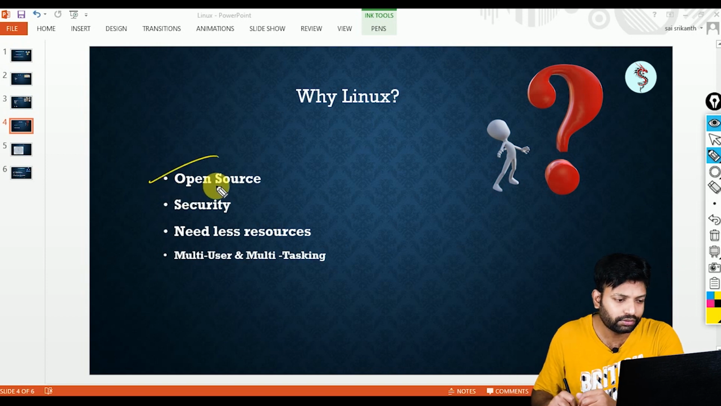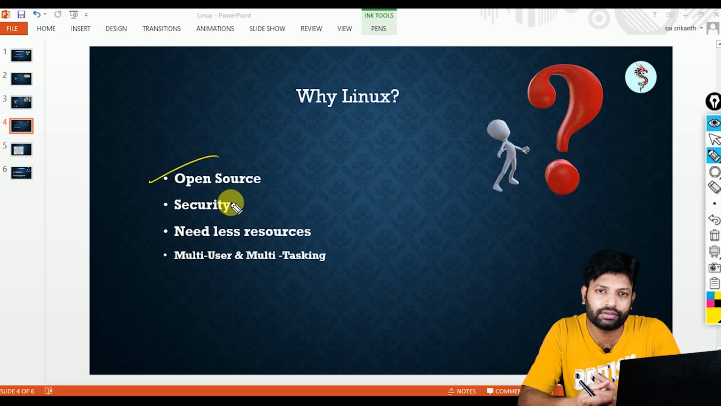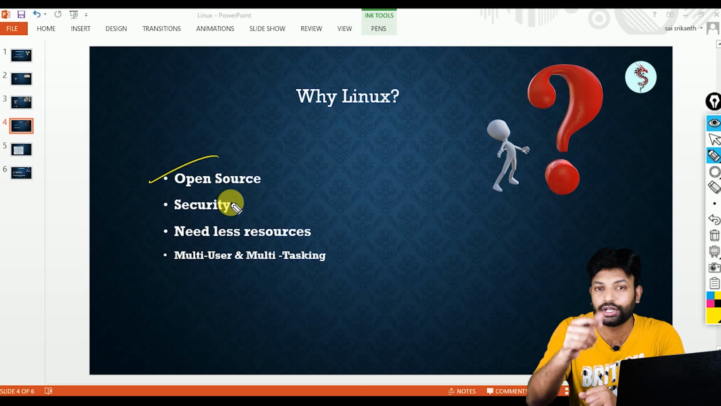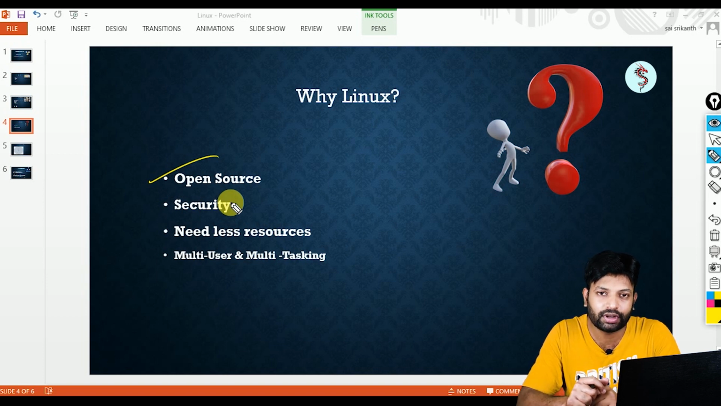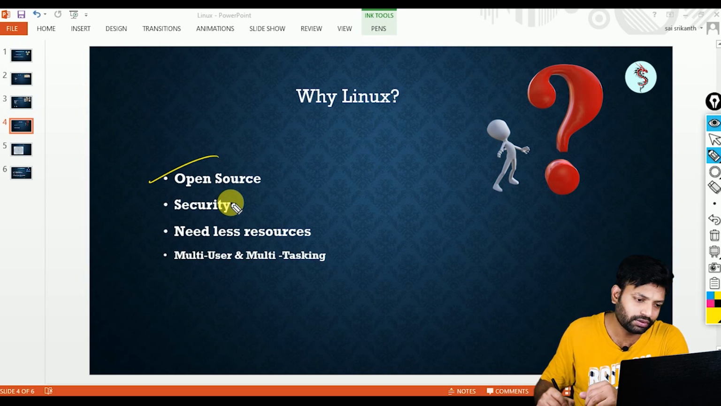The first one is open source. Linux OS is free, absolutely free. See here, for example, you have a company. In your company you have 1000 machines. If you choose Windows OS, you need to buy a license for all 1000 machines. But if you choose Linux, you need not buy, because Linux OS is absolutely free. Correct or not? So that's the first reason why people are using Linux, because it's absolutely free. You need not pay money. That is the first reason.